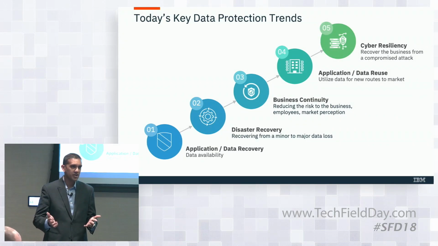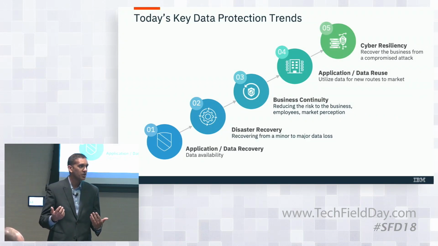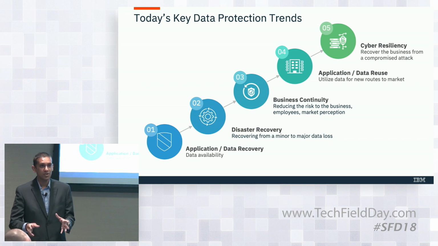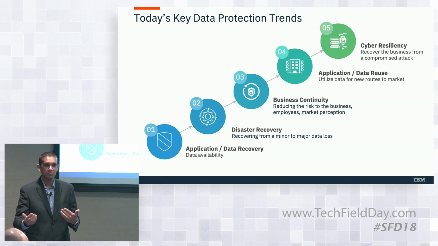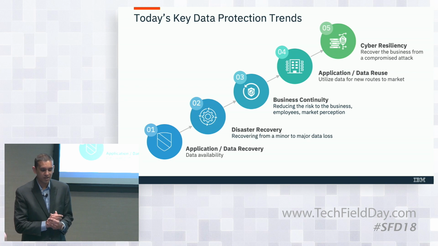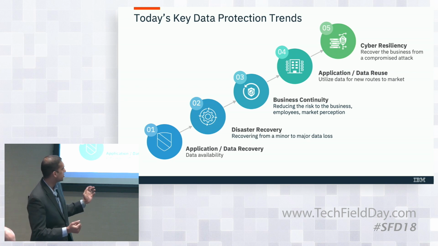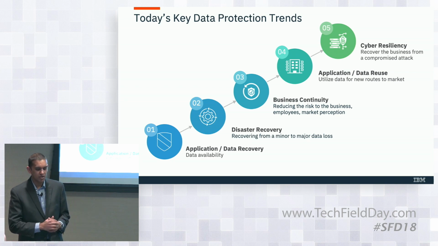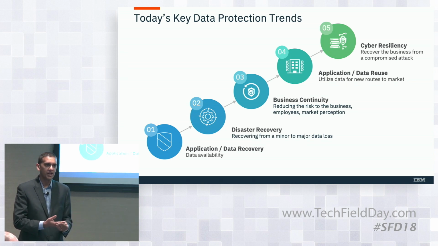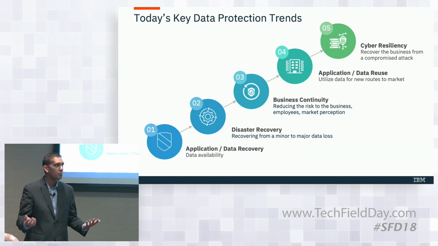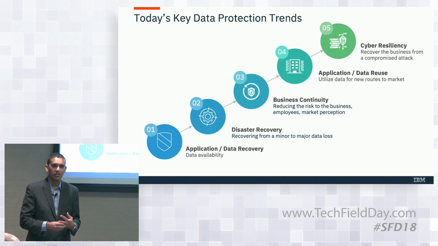Before going into the product itself, I just wanted to start with what are the key data protection trends that we are seeing and how we are adapting to these trends with the product itself. I'm sure a lot of this is already familiar to you, but I wanted to do a level set before I go into the product. The first three are common: application and data recovery. Data availability is the whole reason that you do backups, right? You want backups, so at some point, if you lose data, you want to get it back.